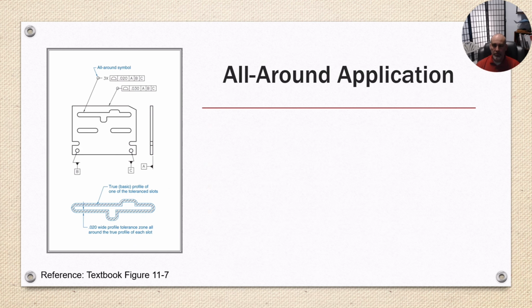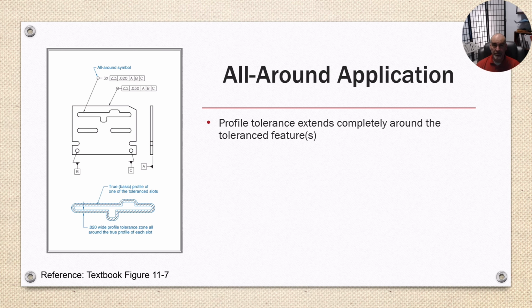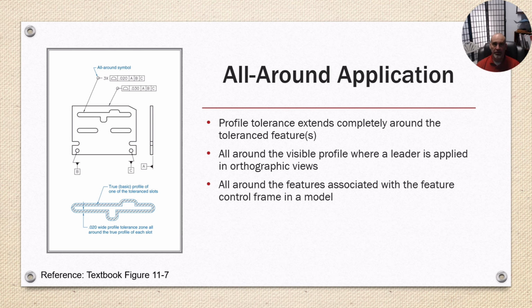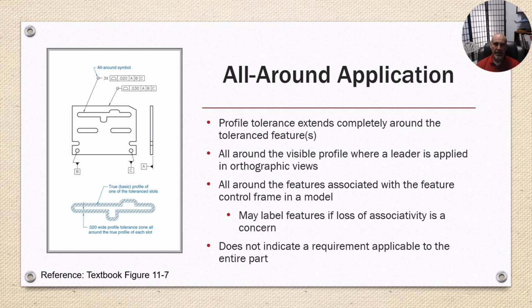Okay, all around applications. Profile tolerance extends completely around the visible profile where the leader is applied in the orthographic view. All around is visible profile where a leader is applied in the orthographic views, and the all around the feature associates with the feature control frame in a model. It may label features if loss of associativity is a concern and does not indicate a requirement applicable to the entire part.